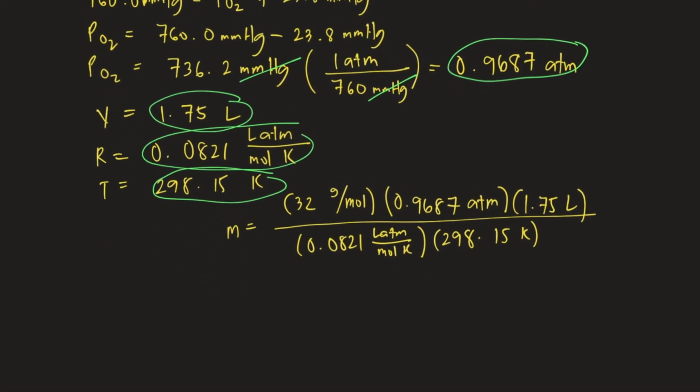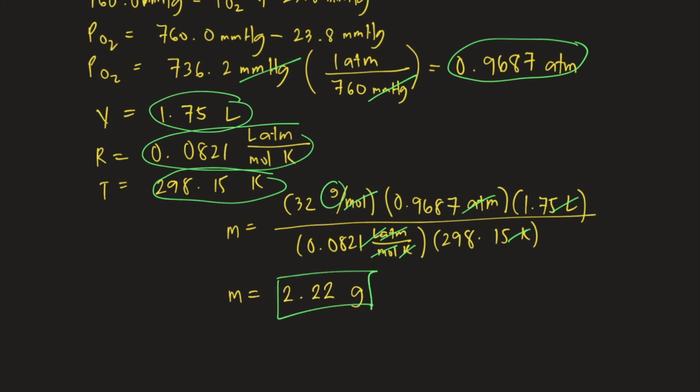If we solve for the mass, moles would cancel, atm would cancel, liters would cancel, Kelvin would cancel, we are left with grams. So the mass is 2.22 grams of oxygen gas. And that is the answer to this question.